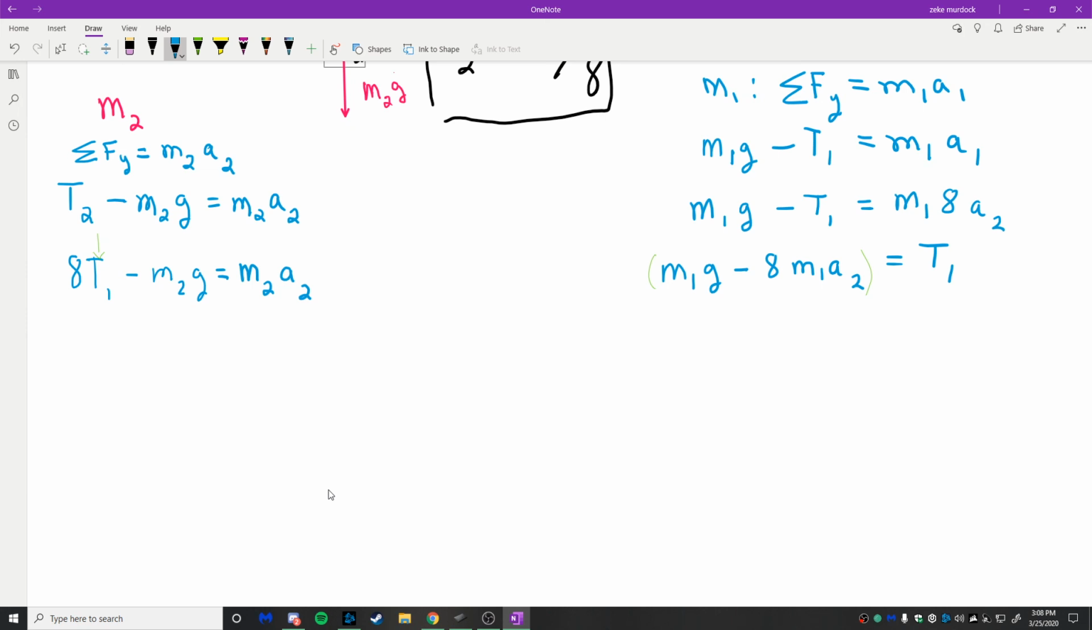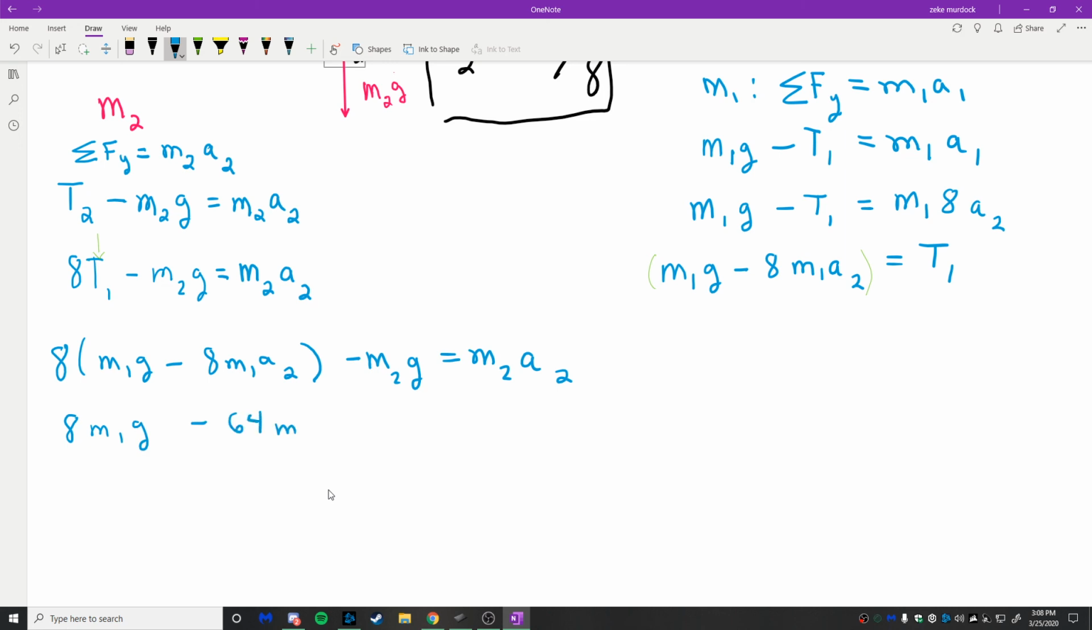All right, so we put in here, we say 8 times M1G minus 8 times M1A2. Maybe I should have had you guys solve all of this out for yourself at the end. But we're like one line away, so we'll just finish this and we'll take a break. So we're solving for A2, right? So we've got to distribute through here. So 8 times 8 is 64. Please yell at me if I make a mistake.